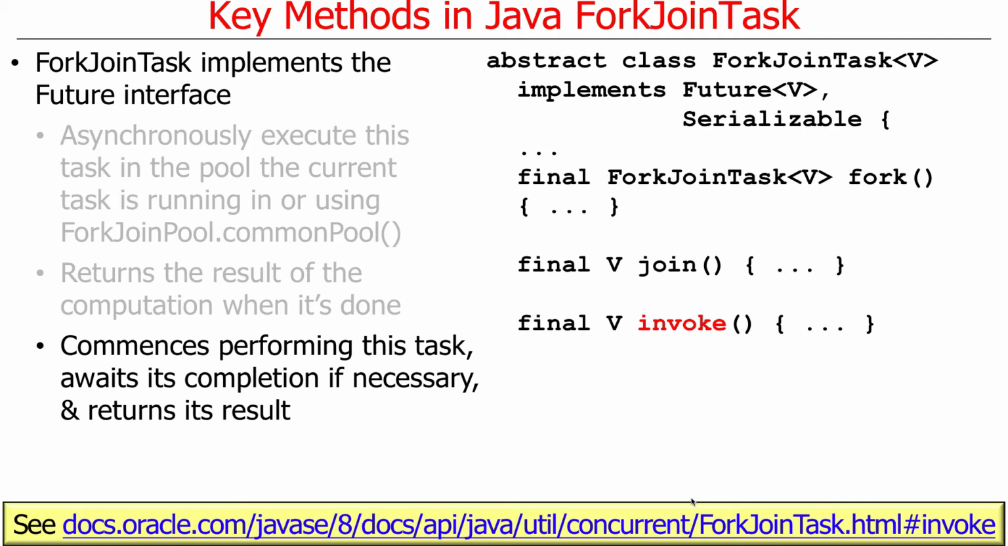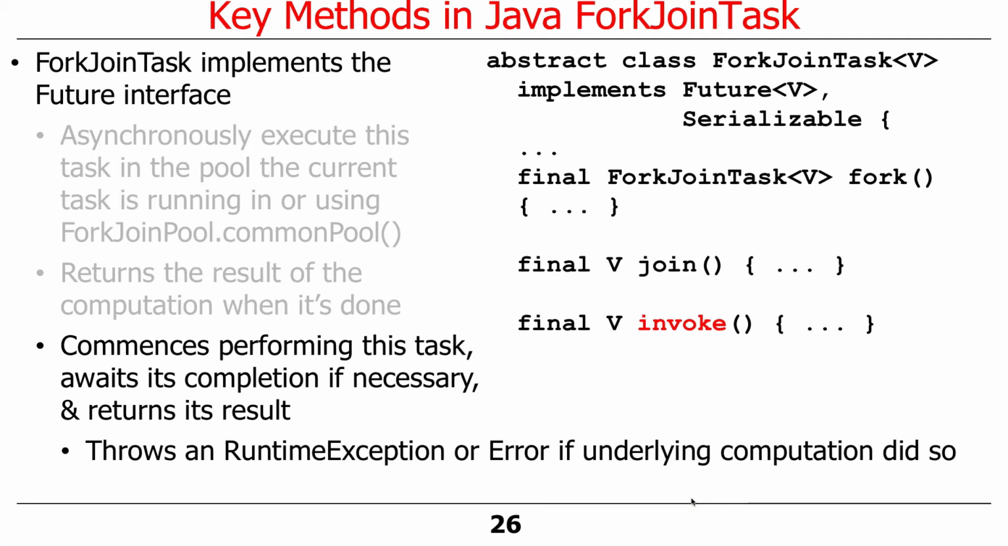And then invoke is kind of fork followed by join. So this will go ahead and fork the task, and then it'll wait for it to finish. You may or may not need to use this. It to some extent impedes asynchrony, right? Because it's going to block. So we don't typically want to block.